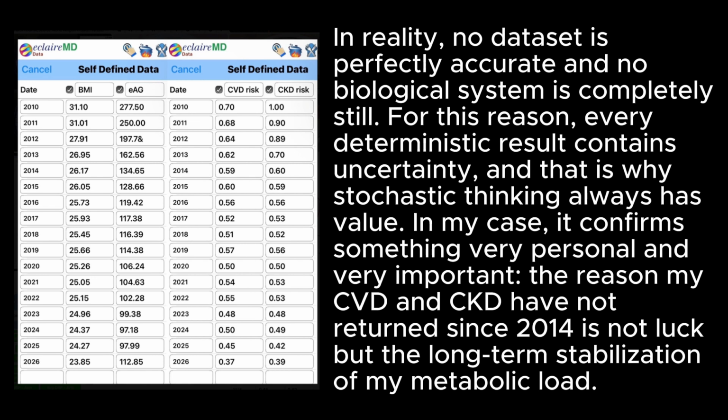For this reason, every deterministic result contains uncertainty. And that is why stochastic thinking always has value. In my case, it confirms something very personal and very important: the reason my CVD and CKD have not returned since 2014 is not luck but the long-term stabilization of my metabolic load.